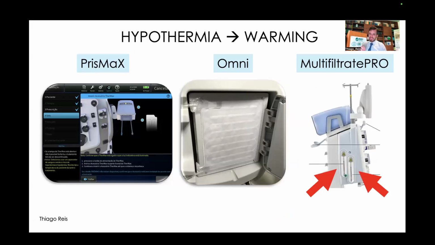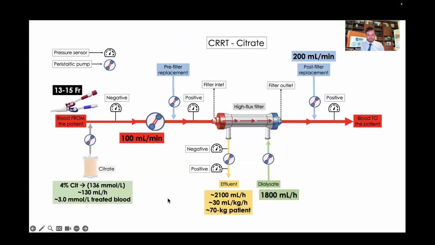An important concern in CRT is hypothermia because the bags that are hanging there in the scales have the temperature of the intensive care unit, which is around 21 Celsius. So the patient will be dialyzed against a solution that has only 21 degrees. And all the machines do have equipment embedded in general to warm the blood and prevent hypothermia.